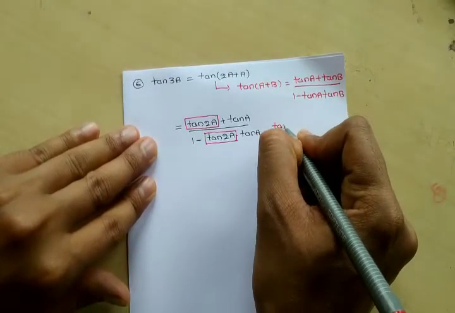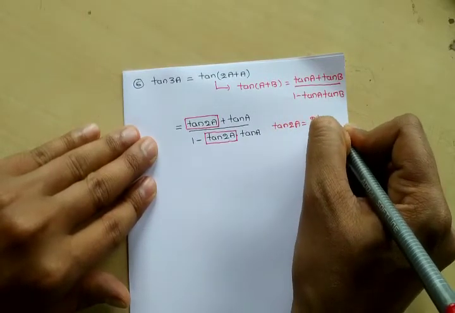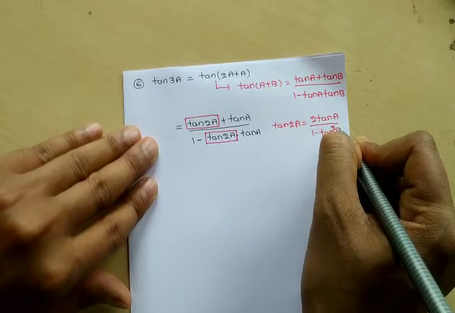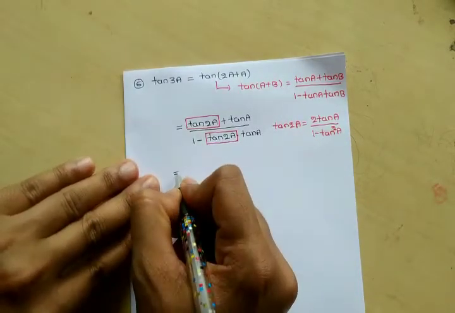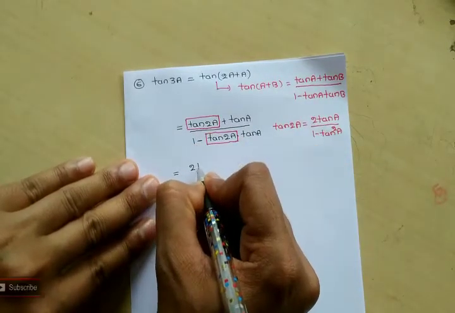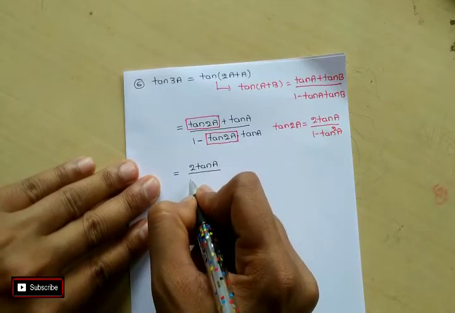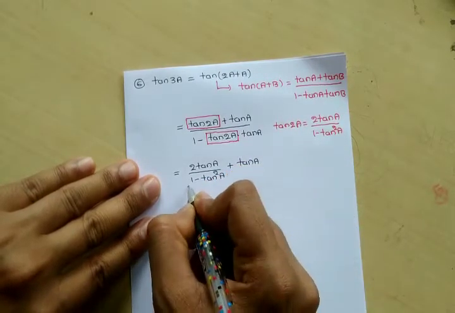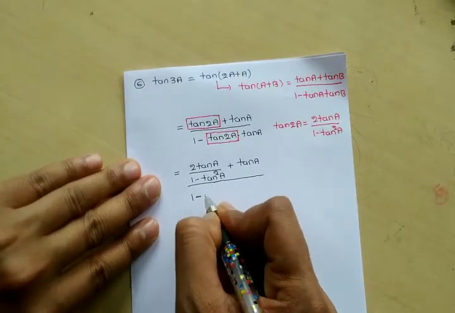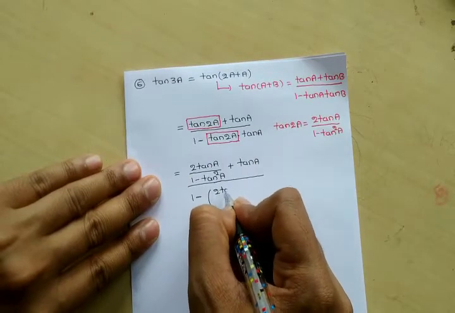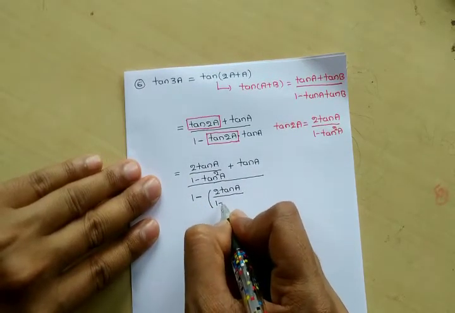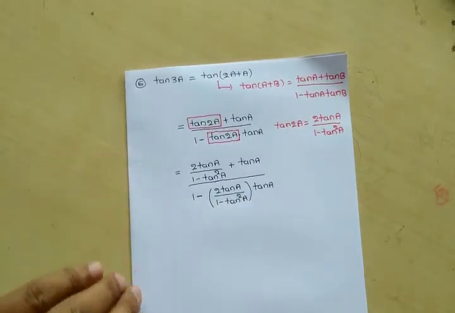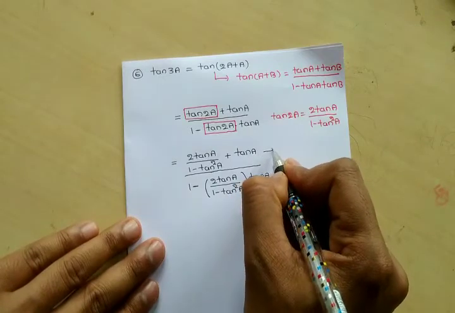So you know tan 2A formula is 2 times tan A divided by 1 minus tan square A. So replace tan 2A by that formula, 2 times tan A divided by 1 minus tan square A plus tan A, divided by 1 minus, again in bracket, tan 2A is 2 times tan A divided by 1 minus tan square A into tan A. So next, here first numerator I am going to take the LCM.